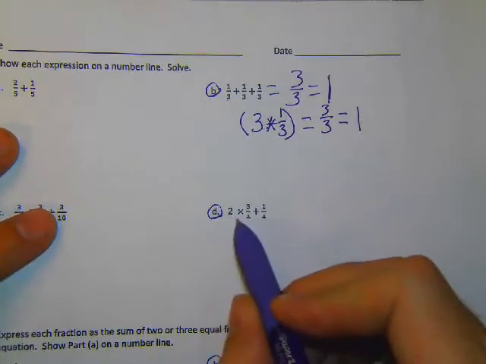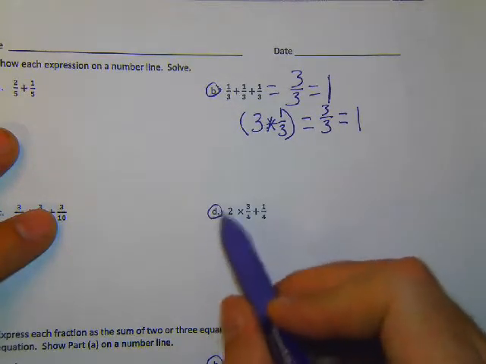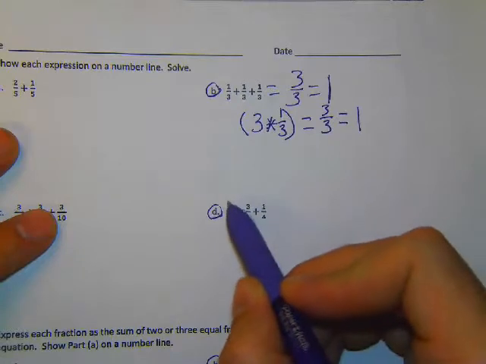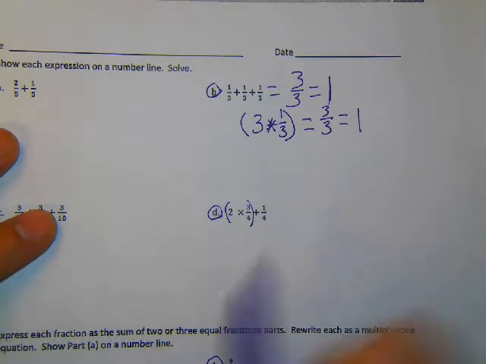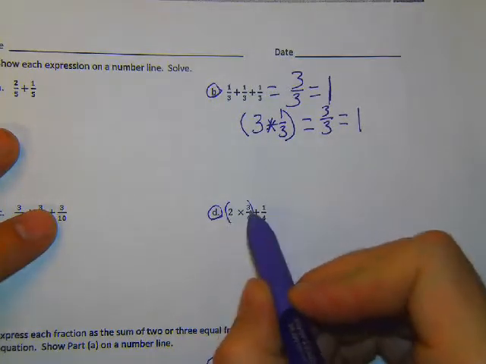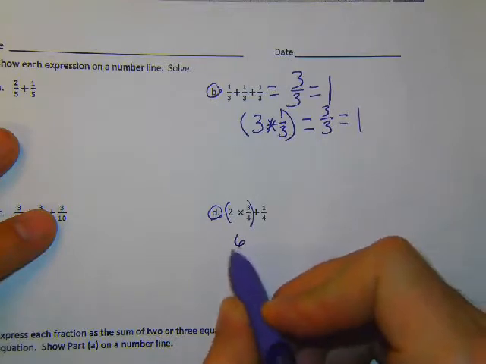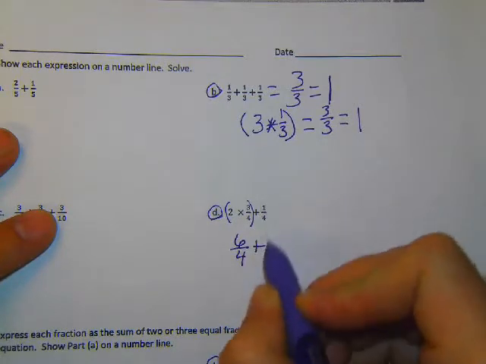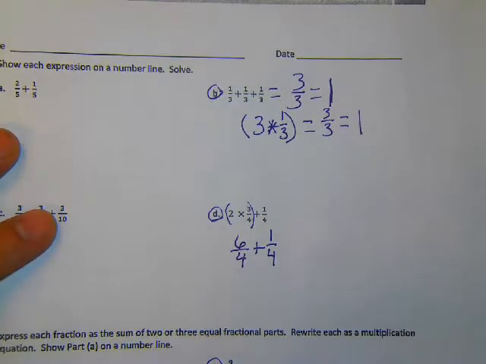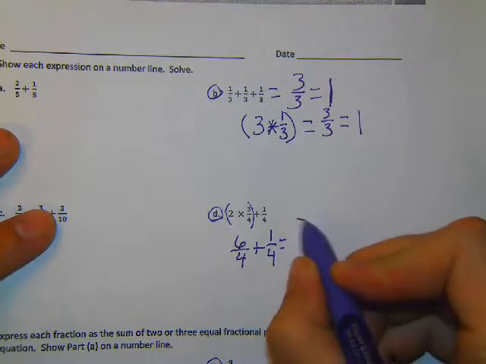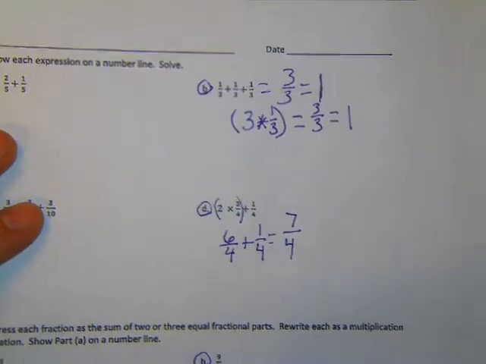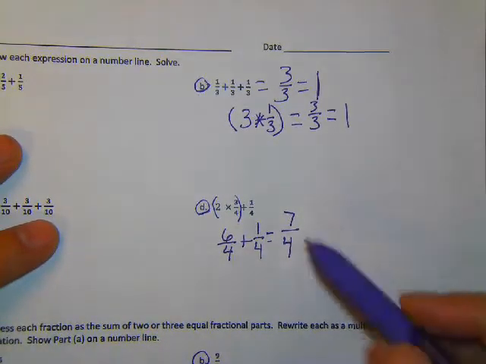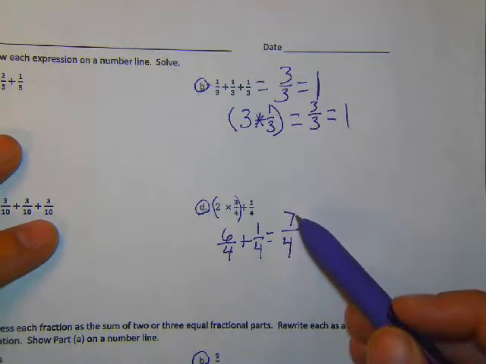Letter D already has a multiplication problem. So 2 times 3/4 plus 1/4, I've got to do the multiplication first. 2 times 3/4 is going to be 6/4 plus 1 more fourth, which is going to equal 7/4. Now I need to simplify that and turn that improper fraction into a mixed number.